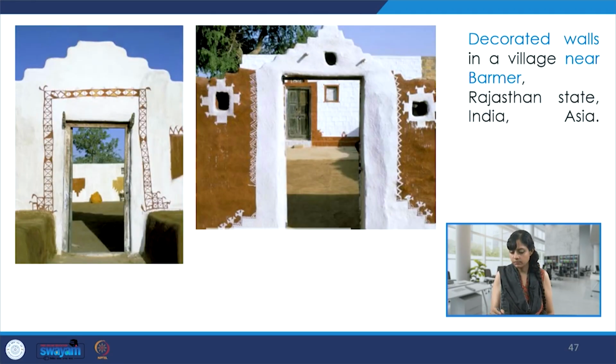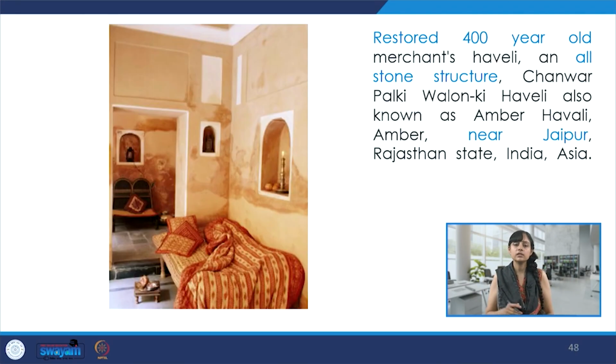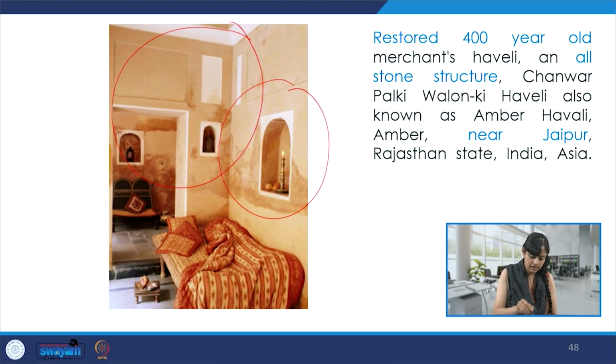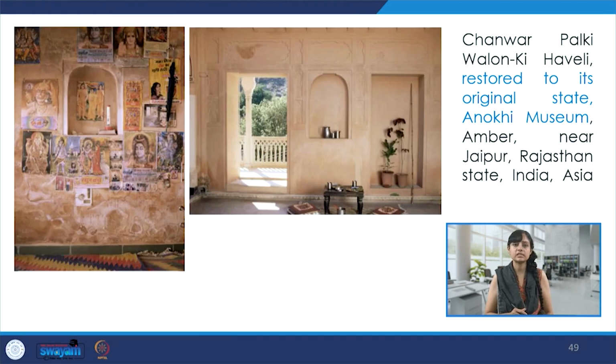This is another one, Barmer, again in Rajasthan, and again a beautiful use of color, surface finishes, the kind of forms, geometry, definition at the entrance, and sight lines leading to the interiors. So again, interesting spaces. This is a restored Haveli and this is near Jaipur. This also has very, very interesting details in terms of the material that is used, the kinds of furnishings, textiles, floor pattern, etc. So this is again an interesting example.